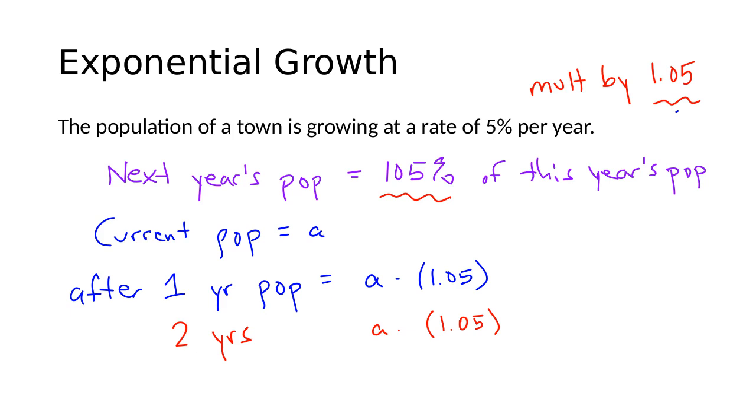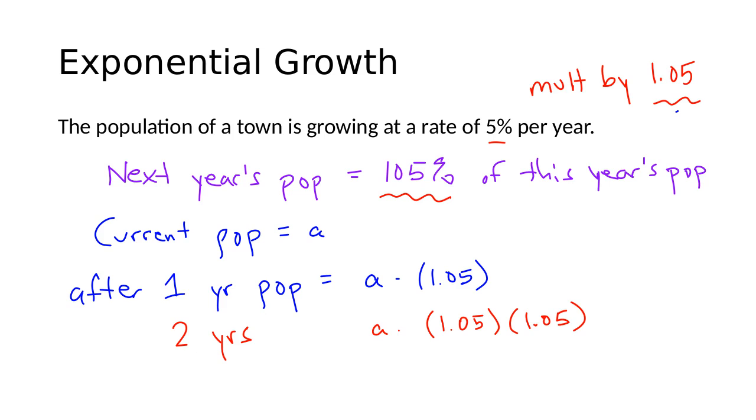What I want is after 2 years. So in order to do that, it's growing 5% every year. So I'll need to multiply by 1.05 again. Just to kind of review where we're at, I've got my current population is A. And so if I want the population 1 year from now, I need that multiplied by 1.05. That's the population 1 year from now. If I want the population 2 years from now, I need to do A times 1.05, that's the population after 1 year, times 1.05 again to get me to after 2 years.